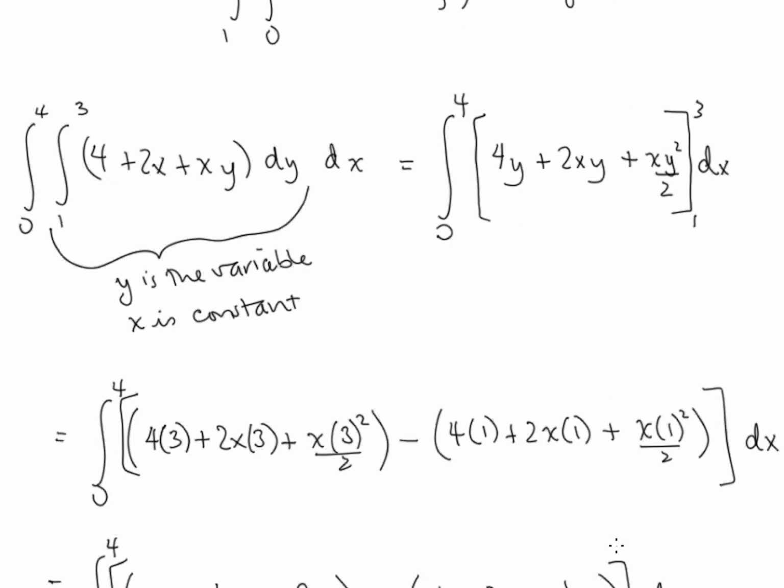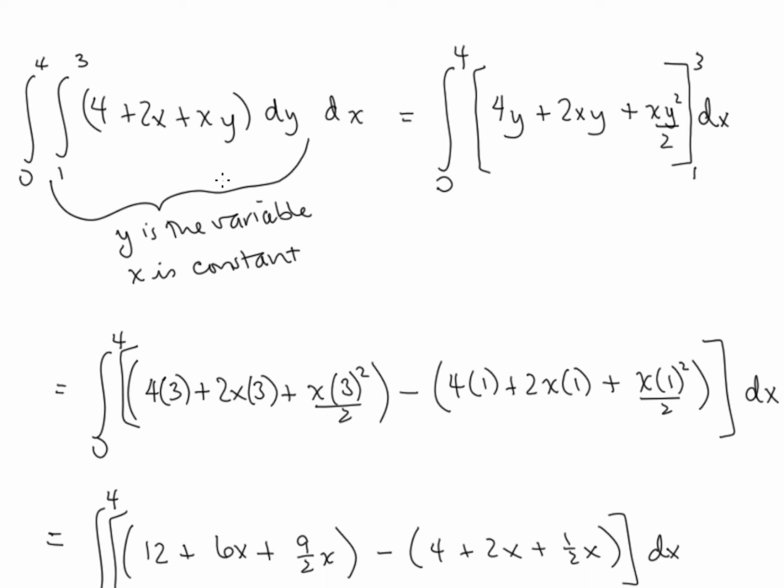So we'll start with integration on y. Now what this is saying is that y is the variable and x is constant. It's just like taking partial derivatives, but now we're doing integration. But it works the same way. This dy is saying y is the variable, so x is held constant. So when we look at this, let's integrate. That's going to give us 4y plus 2xy plus xy squared over 2.